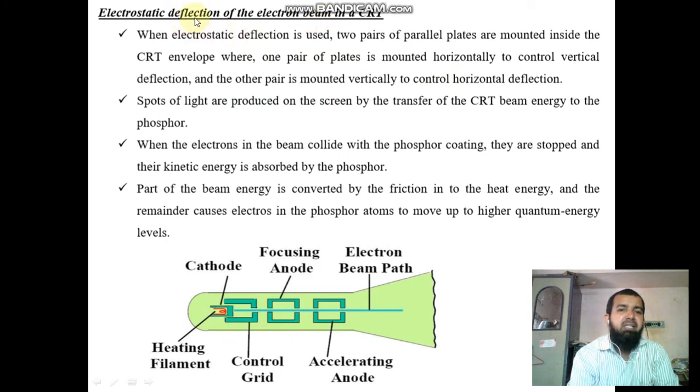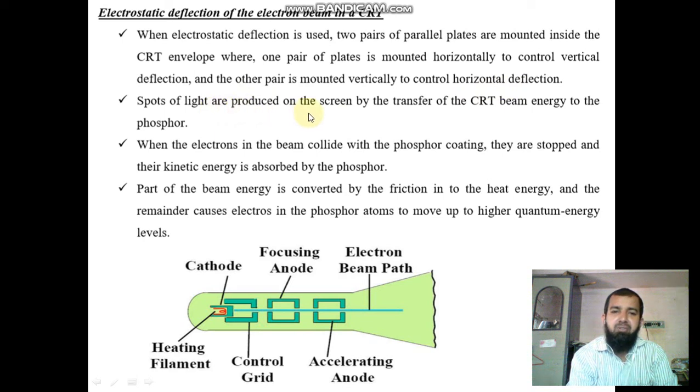Then, electrostatic deflection of the electron beam in a CRT. When electrostatic deflection is used, two pairs of parallel plates are mounted inside the CRT envelope, where one pair of plates is mounted horizontally to control vertical deflection, and the other pair is mounted vertically to control horizontal deflection.